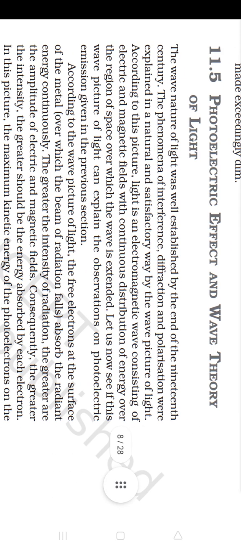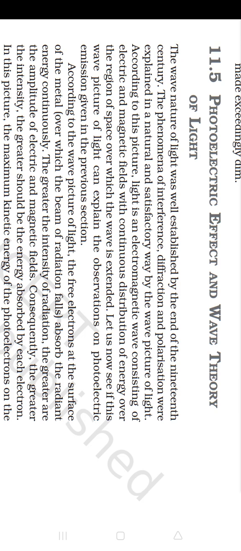The wave nature of light was well established by the end of the 19th century. The phenomena of interference, diffraction, and polarization were explained in a natural and satisfactory way by the wave nature of light. According to this picture, light is an electromagnetic wave consisting of electric and magnetic fields with continuous distribution of energy over the region of space over which the wave is extended.